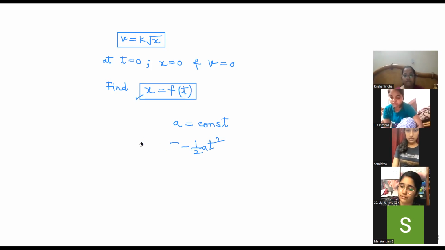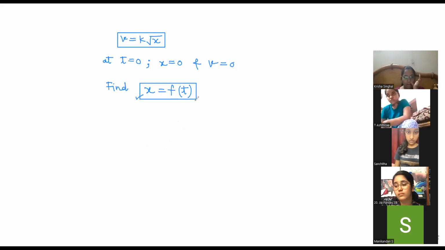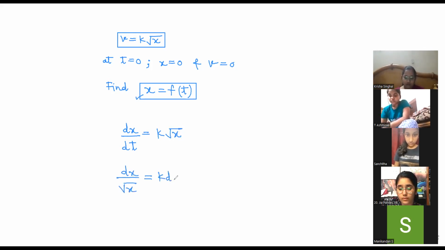Obviously not. It's very obvious that we are not aware about the acceleration, whether it is a constant or a variable. So whenever you are not aware about the status of acceleration, is it a constant or is it a variable? Always go for the basics. Now, how will you do it? It's simple now. V is what? It's dx over dt. This is equal to k root of x, right? Now write dx upon root of x is equal to k dt.